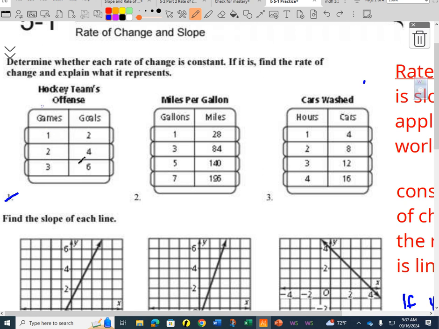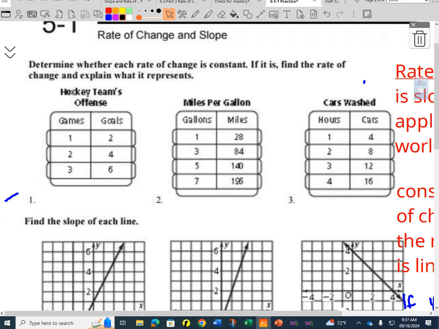So, when you see this table, you'll see here that it refers to the hockey team's offense, where this is the input, this is the output. After one game, they have 2 goals. After 2 games, they have 4 goals. In 3 games, they have 6 goals. We should recognize the 3 input-outputs represent ordered pairs. So this ordered pair would be 1, 2. After 1 game, they score 2 goals.